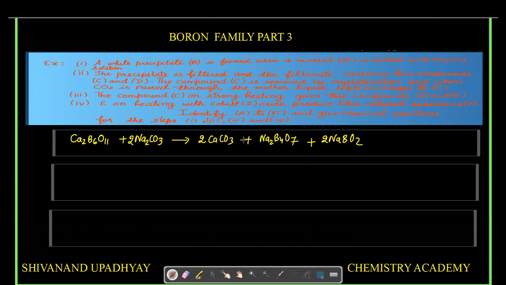Boron atoms are 6 in number. Boron atoms are 6 on the left hand side. Sodium are 4. Sodium are 4. And this is the balanced reaction.